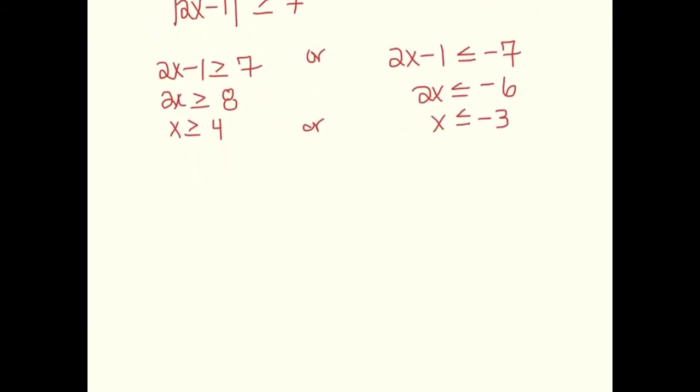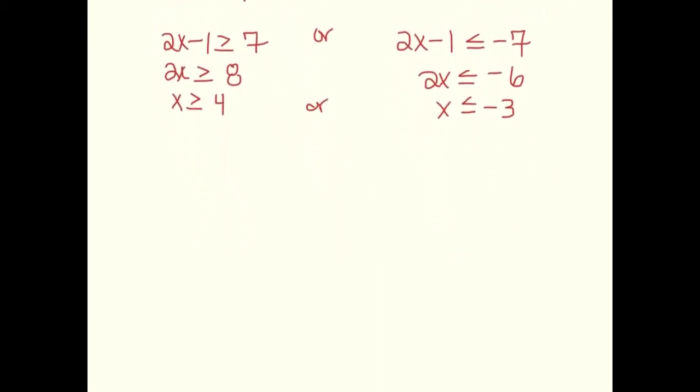So let's scroll up a little bit. Now, of course, since it's an inequality, we also have to write it in set notation, interval notation, and then graph it. So we'll start by graphing. Draw a line. And then we have negative 3 and 4.